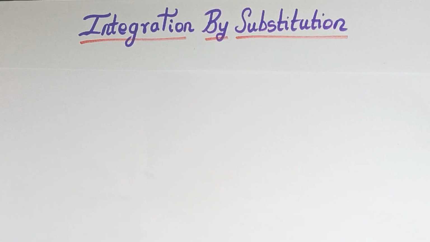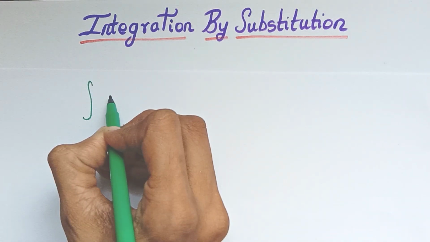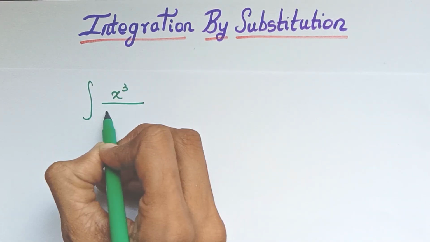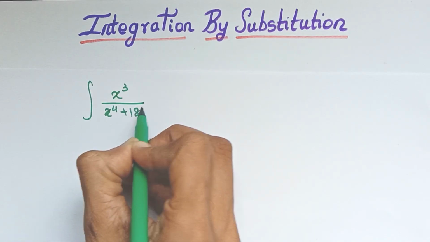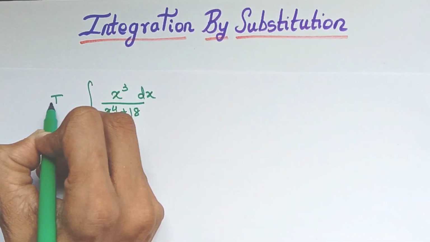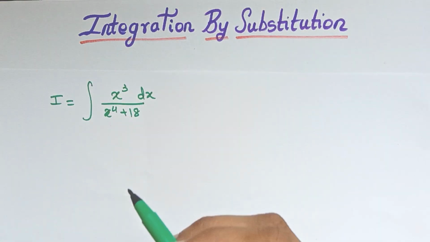I'm sure that after the last video you would have learned all the integration formulas. So friends, let's try solving this question: integral of x cube by x raised to 4 plus 18 dx. The question is that we have to integrate this. Now, which direct integration formula do you think we can apply?